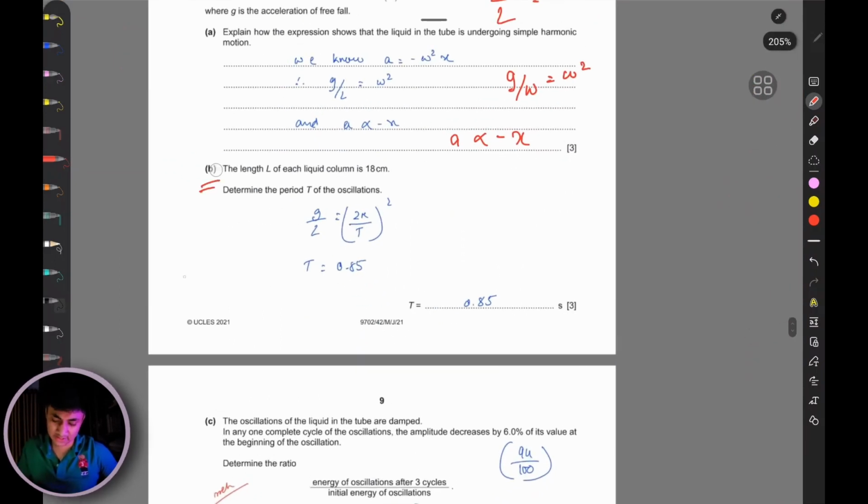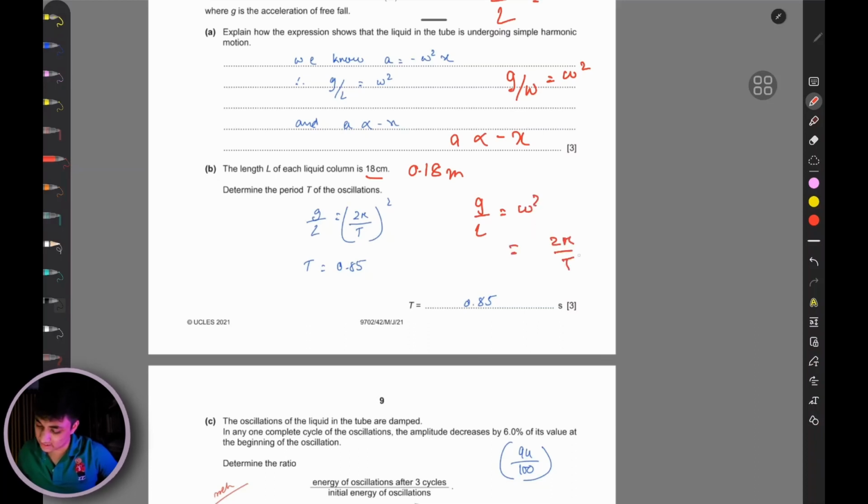Now part B, the length of each liquid column is 18 centimeter. Rewrite it as 0.18 meters. Determine the period of the oscillation. Now what you know is g by L is omega square. You can write this omega square as what?